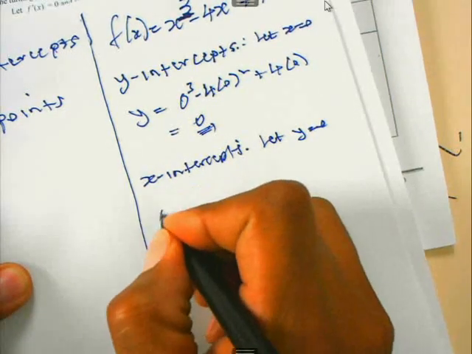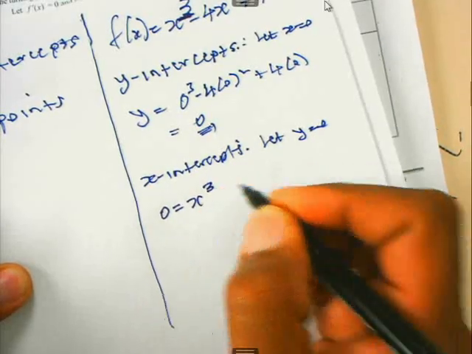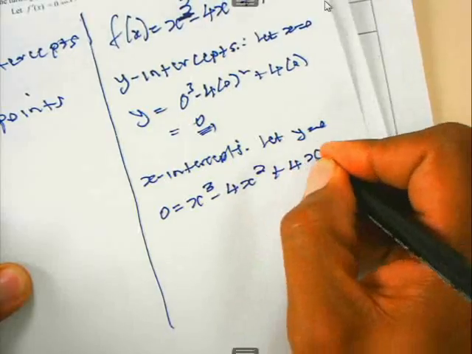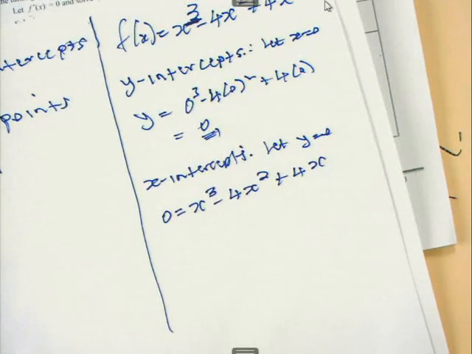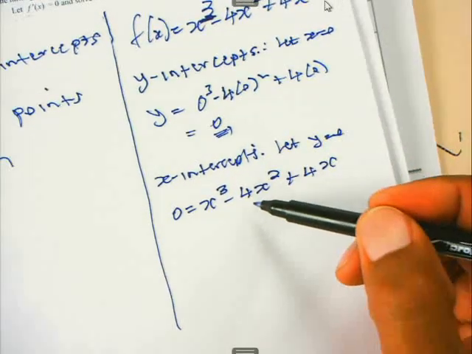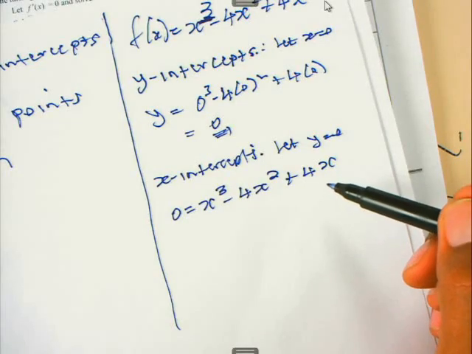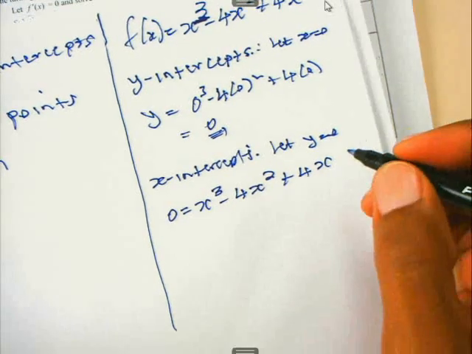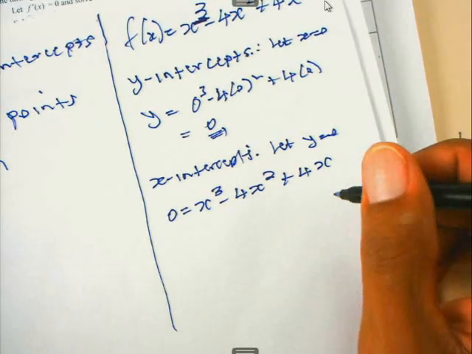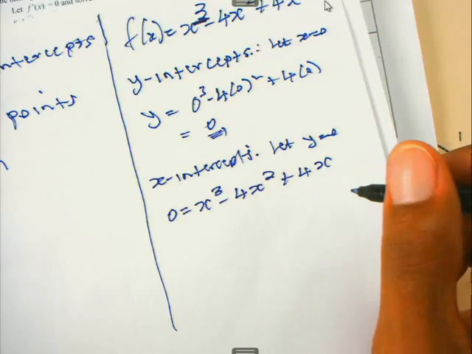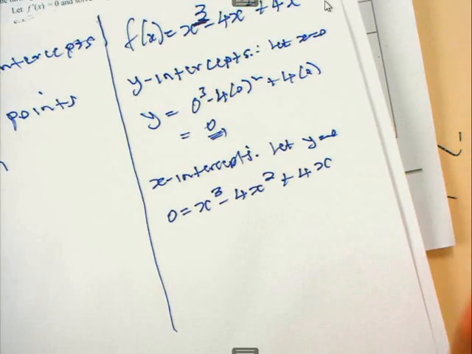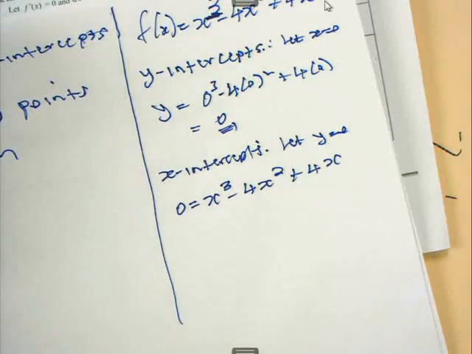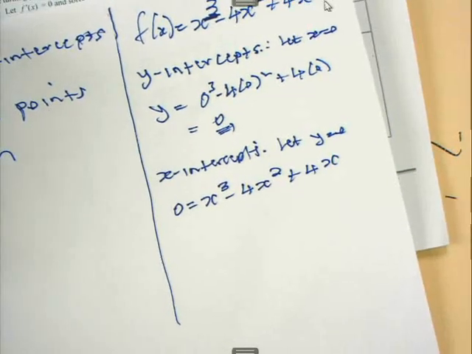That will be 0 = x^3 - 4x^2 + 4x. Good. Now look at this one. We now have a cubic equation. You see how important equations are, boys and girls. Equations are very, very important, because if you don't understand equations, believe me, you're not going to be able to sketch all these functions. That is why it's very important to make sure that you master the equations.